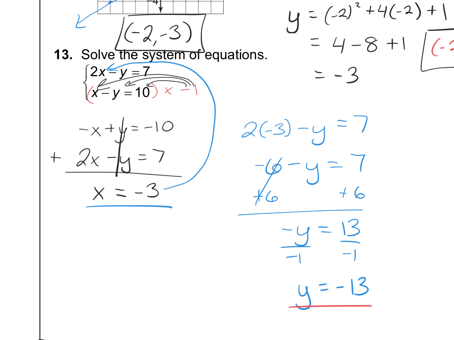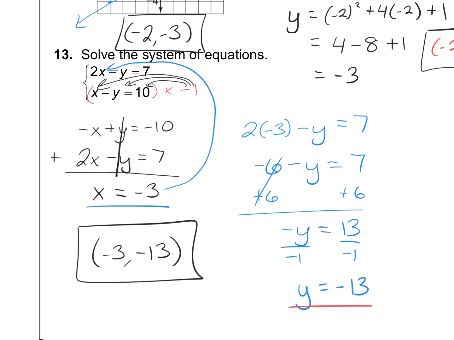Am I done? No, I got to write it as a coordinate. What's my coordinate? -3, -13.